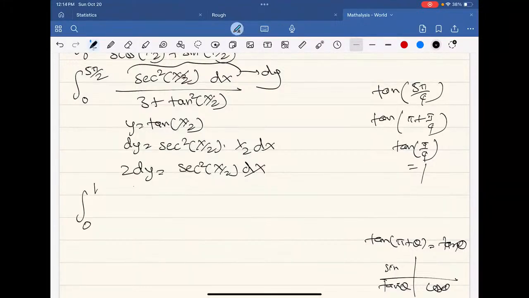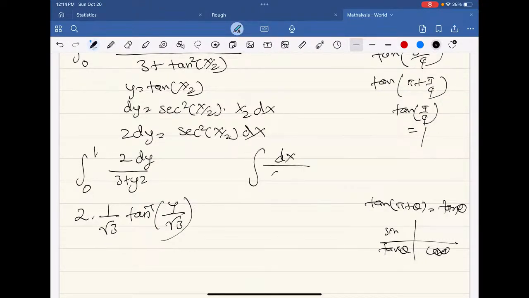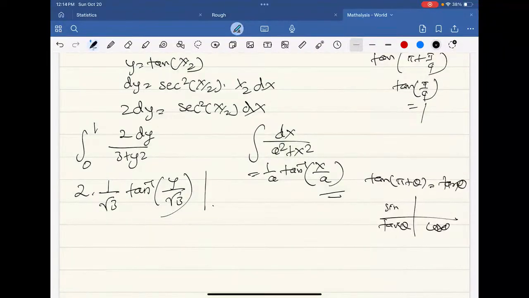0 to 1. Now that's just 2 dy by 3 plus y square. Now this is 2 times 1 by root 3 tan inverse y by root 3. This is because the integral of dx by a square plus x square is just 1 by a tan inverse x by a. Using this formula we got this. Now this is from 0 to 1. So 2 by root 3.